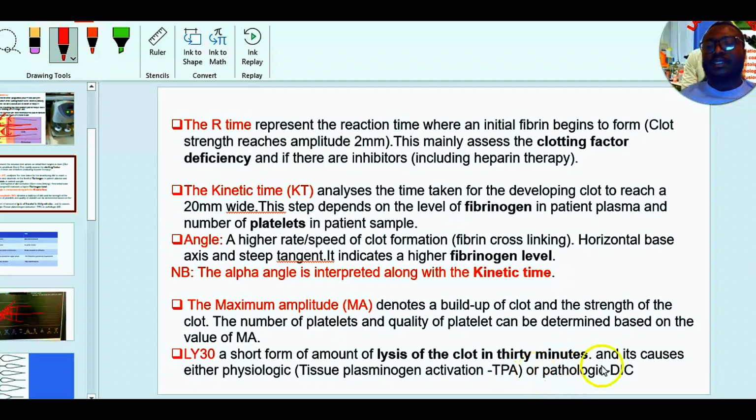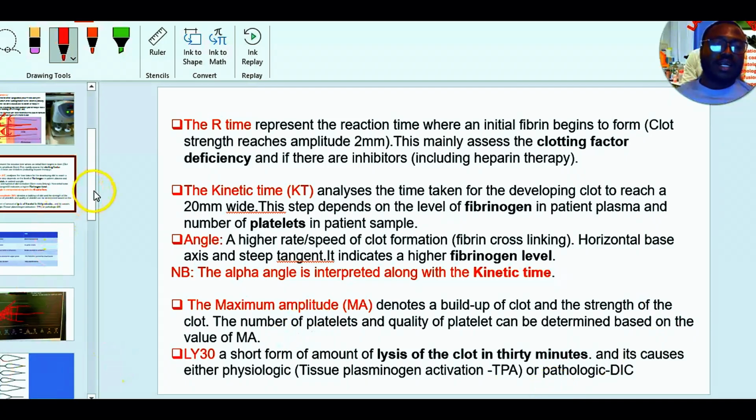Pathologically, when there is DIC, which is disseminated intravascular coagulopathy, there is concurrent clot formation and breakdown as your body reacts to probably a venom or a hirudin in a snake bite or leech, or those kinds of incidents that can predispose you to DIC. So that is what we call the LY30, and this can be multiplied by 2 to give you the LY60, or you wait until that time is over and you report accordingly.